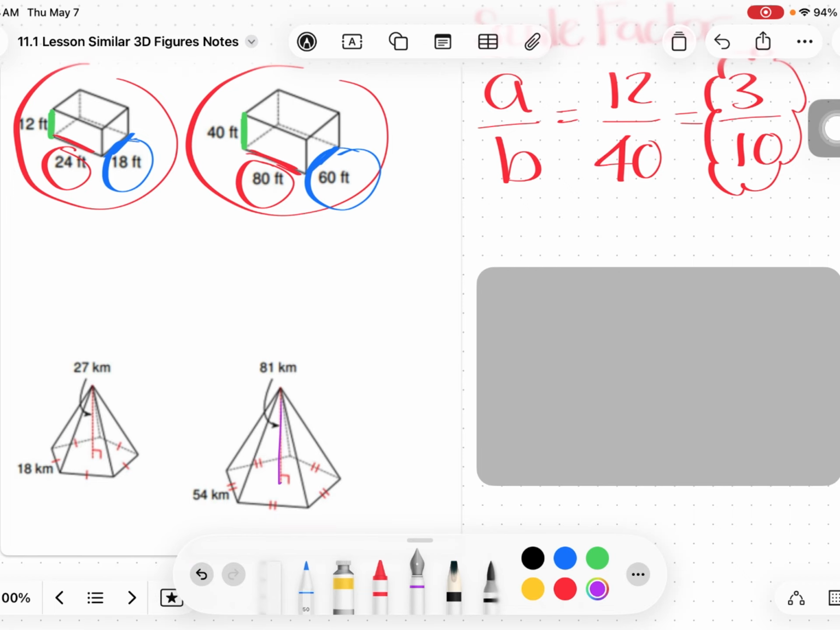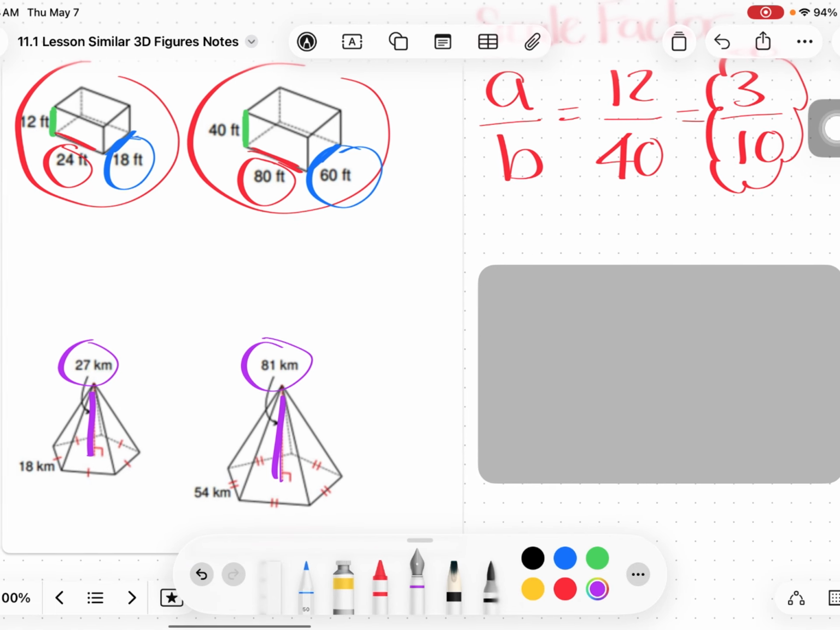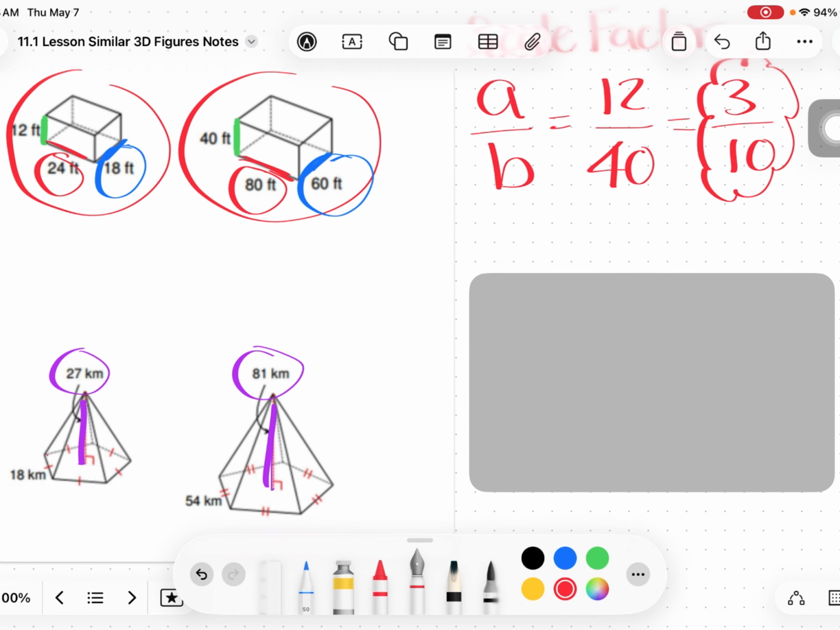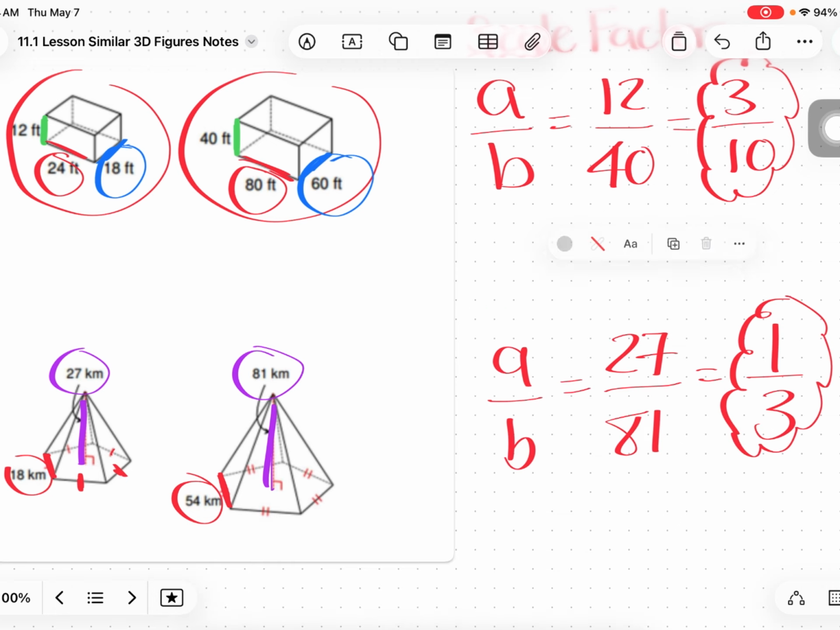You can see they have this height right here. Those two should match. And you can see that the sides of the base of the pyramids, remember those little lines mean they're all the same. So this side that's 18 should have the same fraction with this side that's 54 as we'd have with the purple ones. And so we can find their scale factor. I use the purple heights, 27/81, which reduces to 1/3.